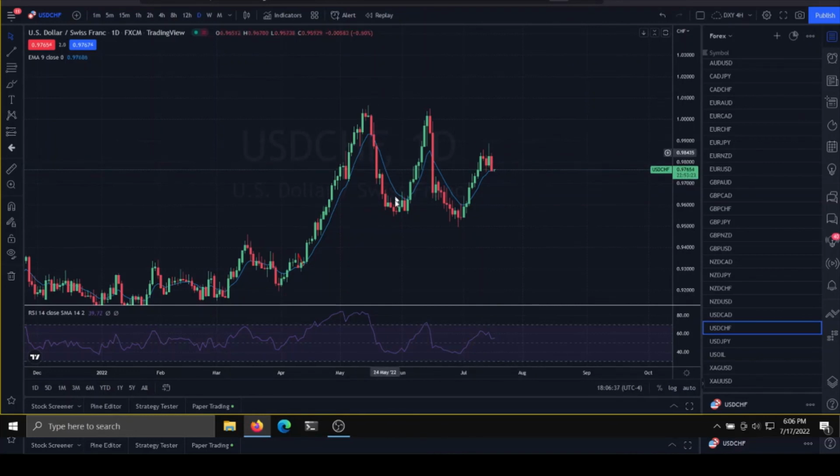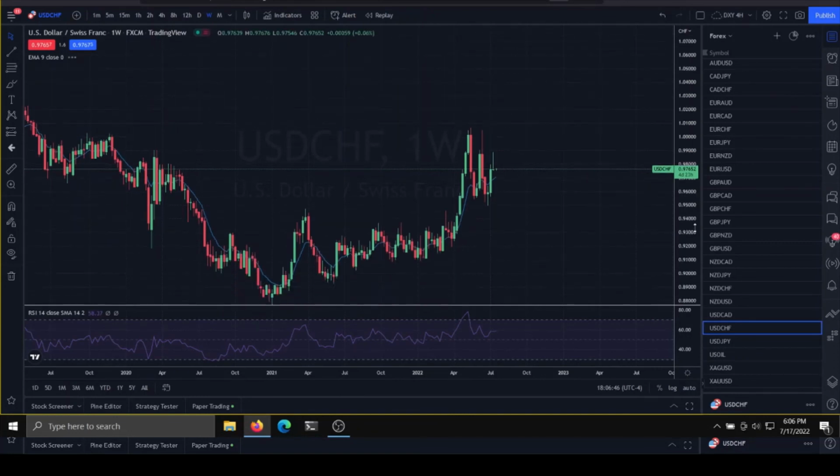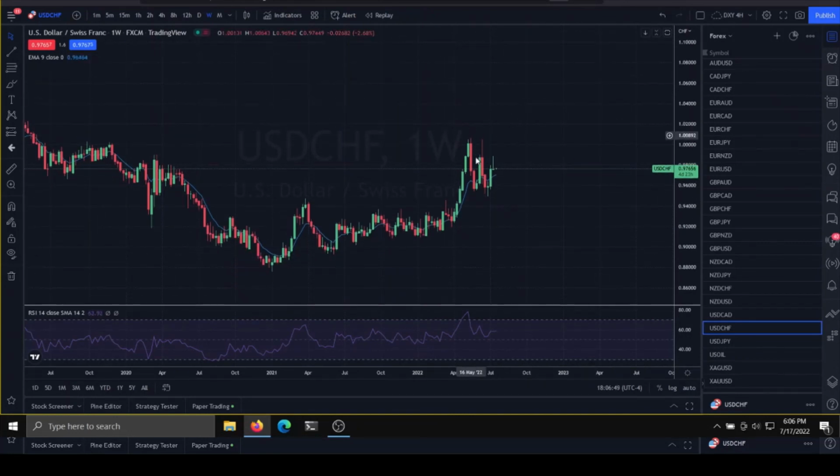Or 1, 1, 2, 3. Get a new low here. This could even be the start of a big move to the downside. If this is first impulse, 1, 2, 3, down. These levels or even lower.